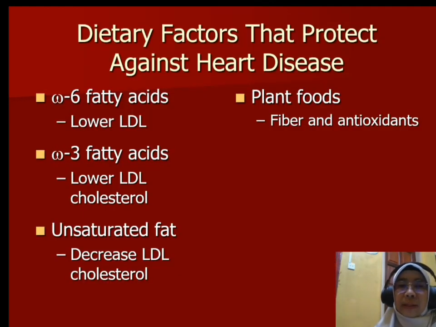Nutrient factors that protect against heart disease. Okay, omega-6 and omega-3 fatty acids lower LDL cholesterol, unsaturated fat decreases LDL cholesterol, plant foods, fiber, and antioxidants.